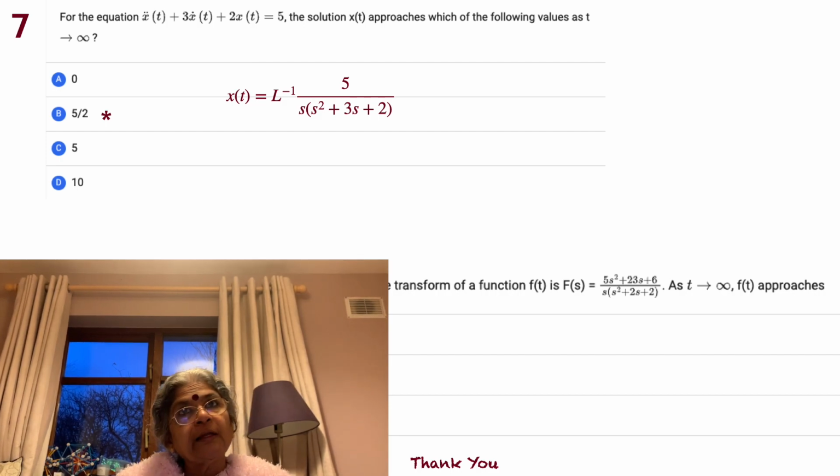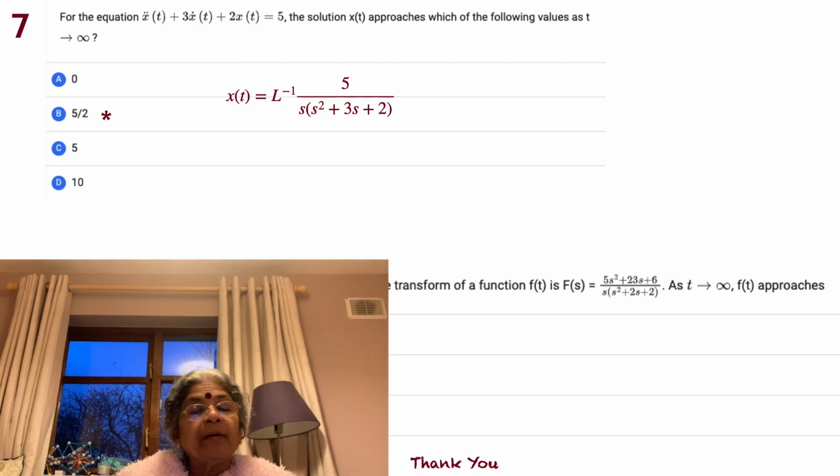So what do you do? You take the Laplace transform in your mind and you immediately store X(s) as equal to 5 by s. Remember, 5 is 5 times the unit step input, so 5 by s multiplied by 1 by (s square plus 3s plus 2). The solution x(t) approaches which of the following values as t tends to infinity. So we have x(t) as the Laplace inverse of 5 by (s square plus 3s plus 2).